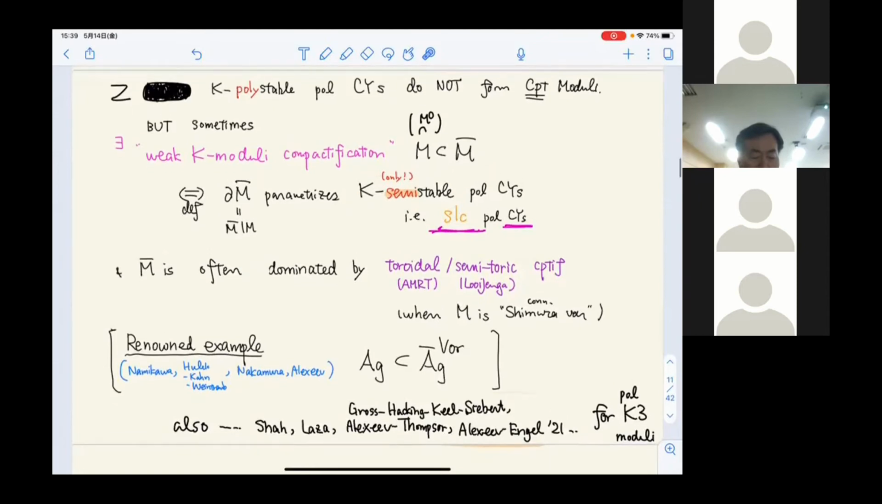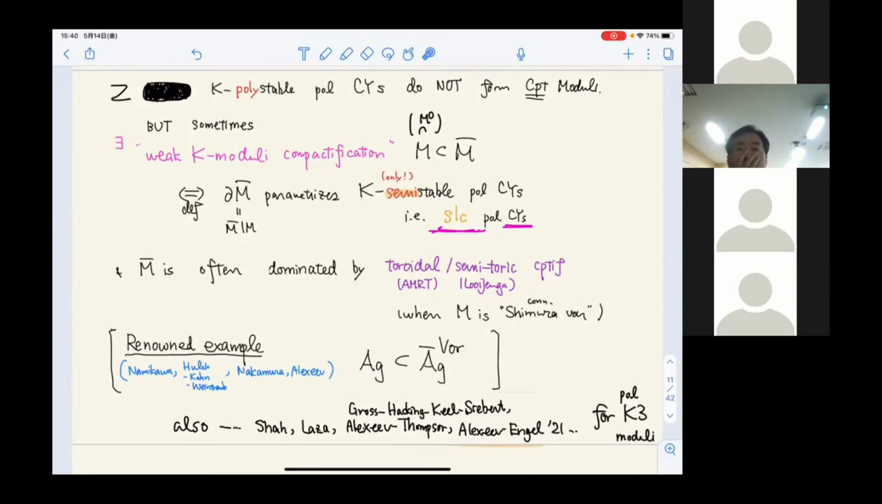Then there are certainly many classical examples, many good examples, and many of them are often dominated by a toroidal compactification, in the sense of Ash-Mumford-Rapoport-Tai type, or semi-toric compactifications in the sense of Looijenga. And when this M, the previous partial compactification, is a certain similar variety, a locally Hermitian symmetric variety.